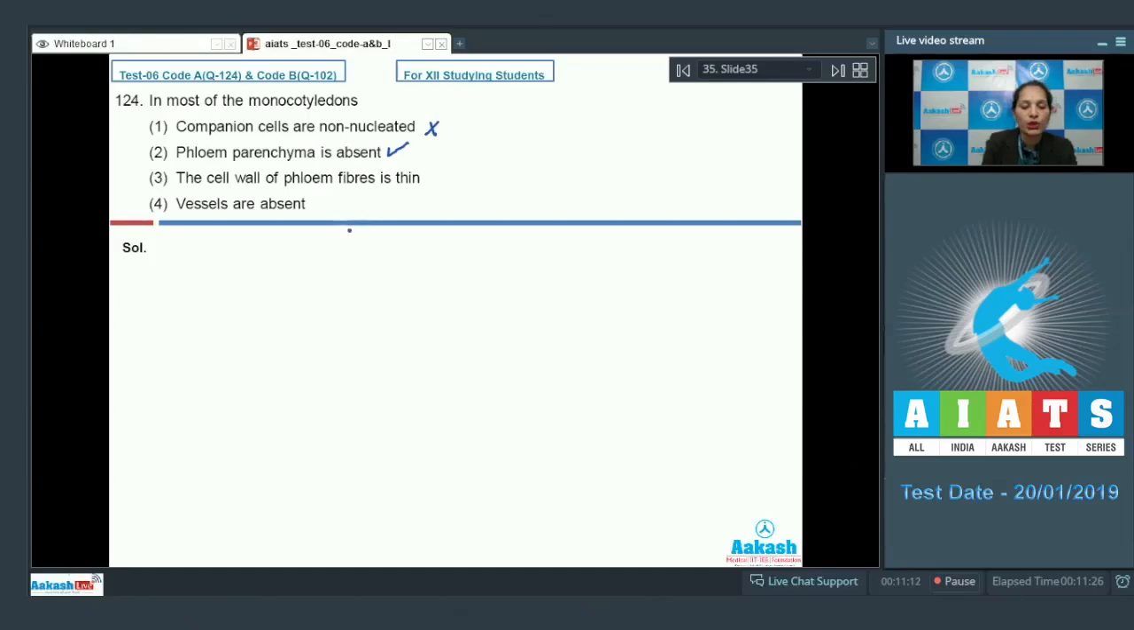Second, phloem parenchyma is absent. Yes, in most of the monocotyledons, phloem parenchyma is absent in the phloem. Third, the cell wall of phloem fibers is thin. No, it is not possible. Phloem fibers are lignified and they have thick cell wall. Fourth, vessels are absent. No, in all angiosperms, vessels are present. So the correct option for the given question is option number 2. Let's move on to the next question.